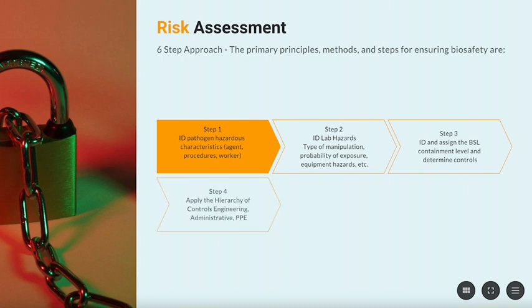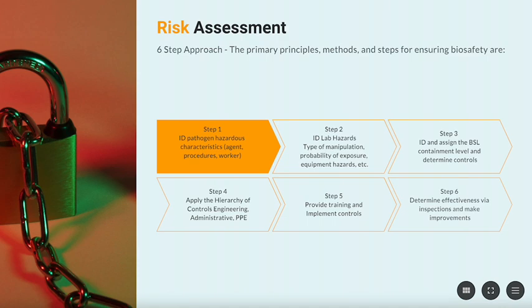Identifying the pathogen's hazardous characteristics, including the agent, procedures, and worker. Identifying laboratory hazards, including the type of manipulation, probability of exposure, and equipment hazards. Assigning the appropriate biosafety level, BSL, containment and determining the necessary controls. Applying the hierarchy of controls, including engineering controls, administrative controls, and personal protective equipment, PPE. Providing training and implementing the necessary controls. Determining the effectiveness of the controls through inspections and making improvements as necessary.